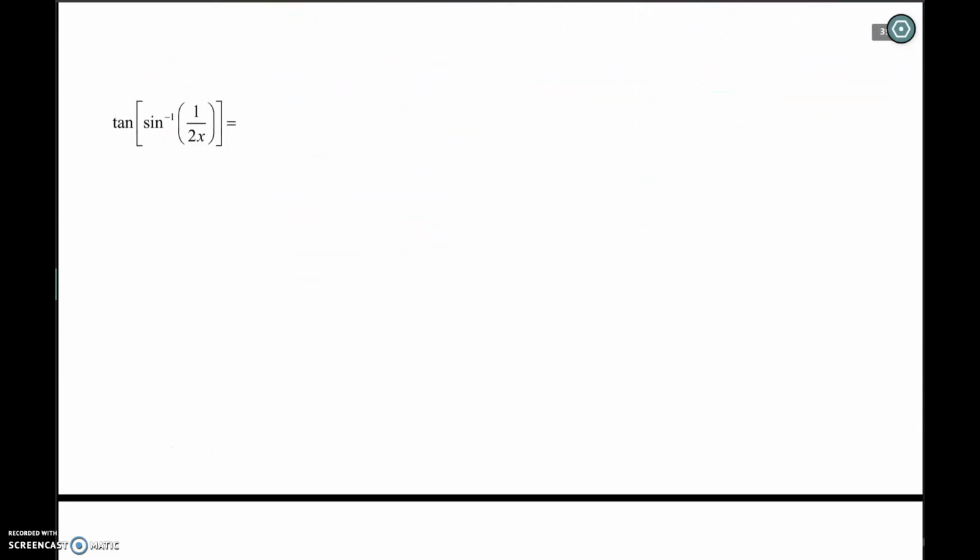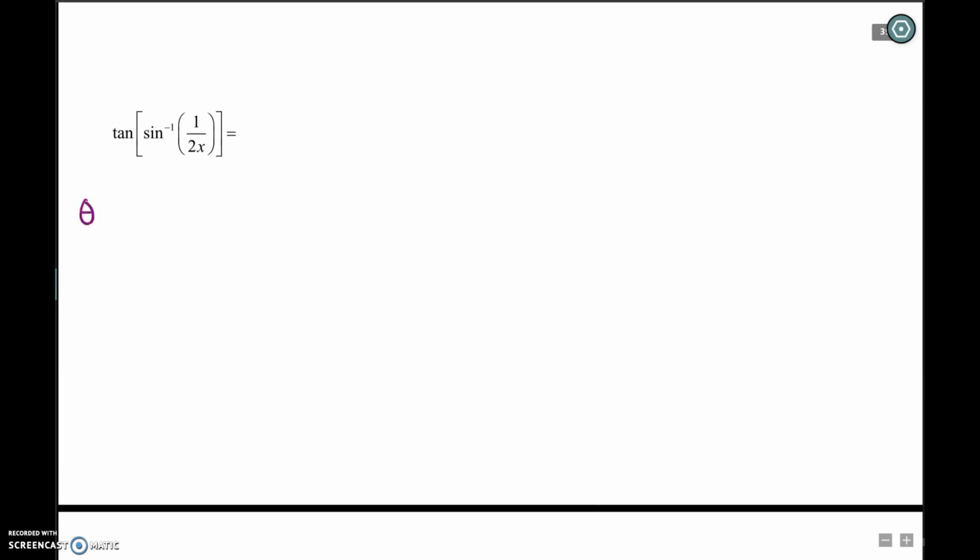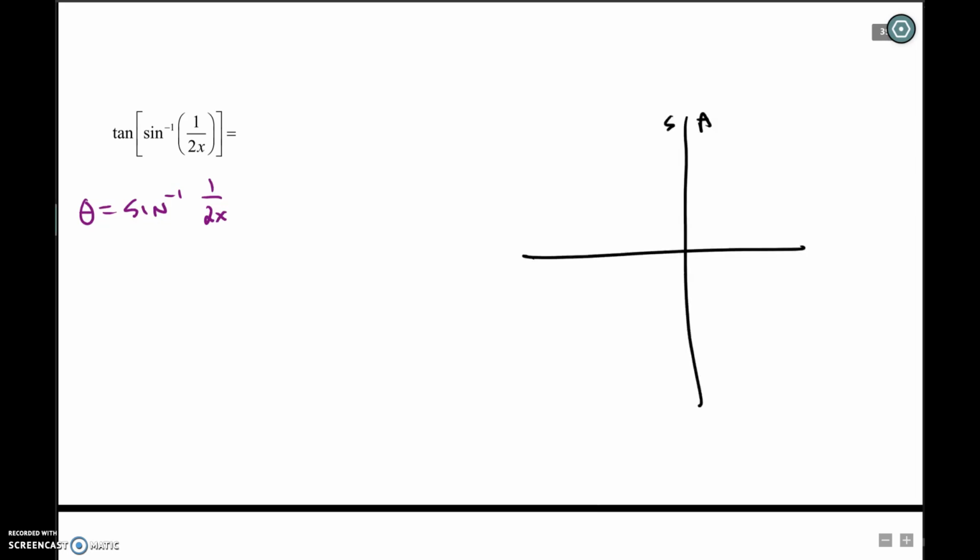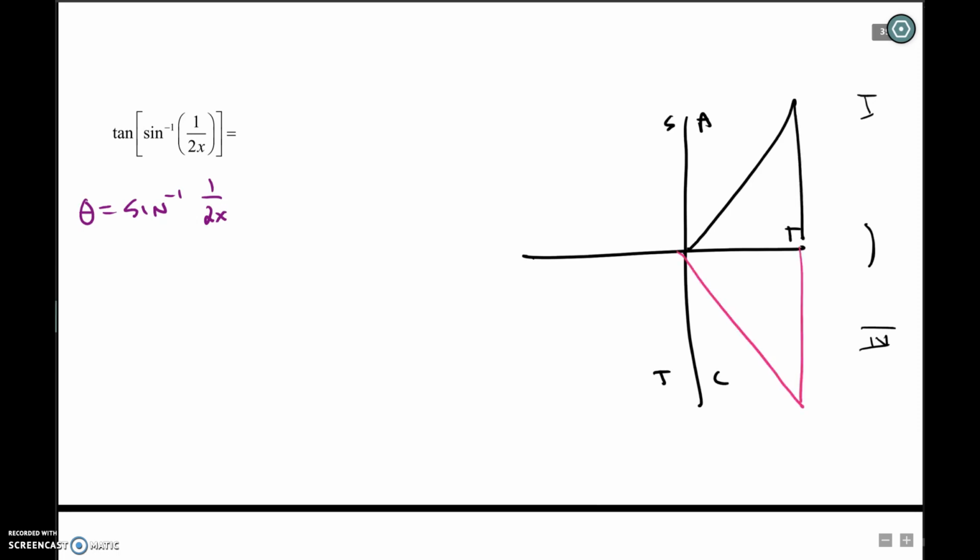Last one. Let theta equal inverse sine of 1 over 2x. Draw it. All students take calculus. The inverse sine is going to give me an angle in these two quadrants, quadrants 1 or 4. So I could be up here, or I could be down here. I don't normally draw both. I just do one and then think about it at the end. So this is theta bar.